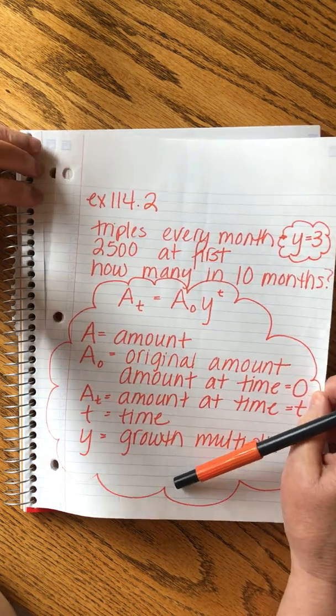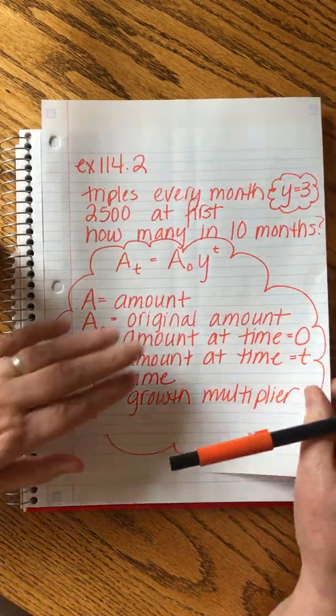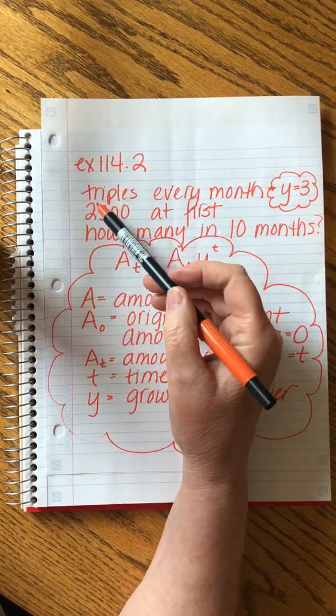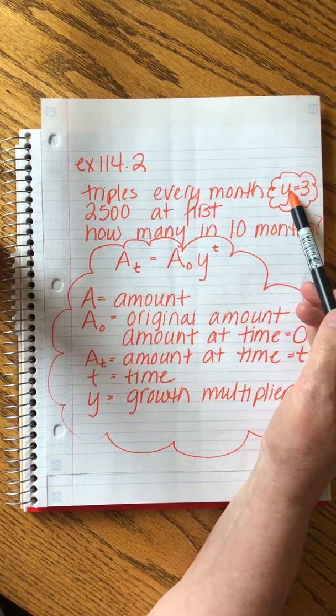Okay, so now we've got a formula and enough information to be dangerous. We're going to plug it in. We already said the fact that it triples every month. That's going to become our y.